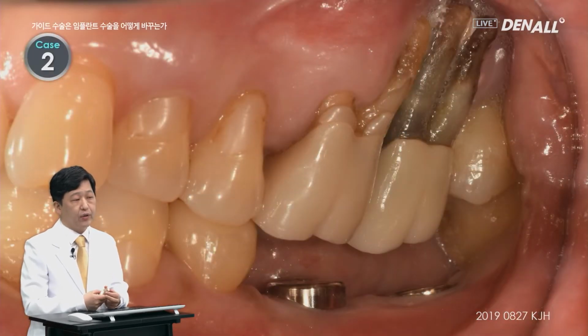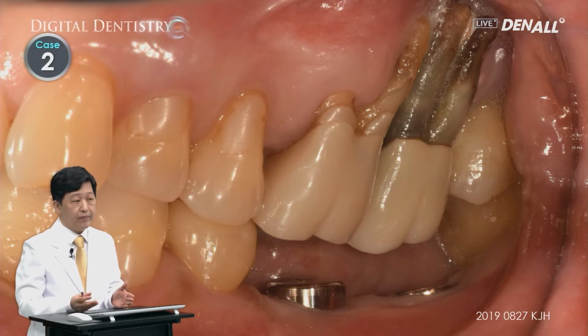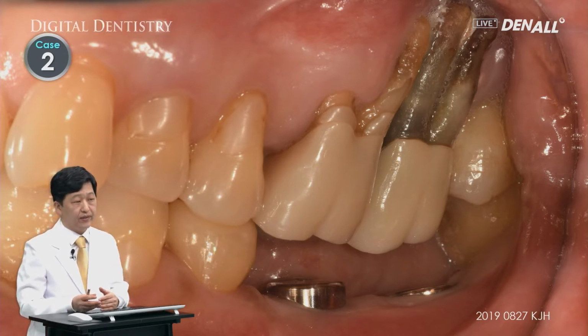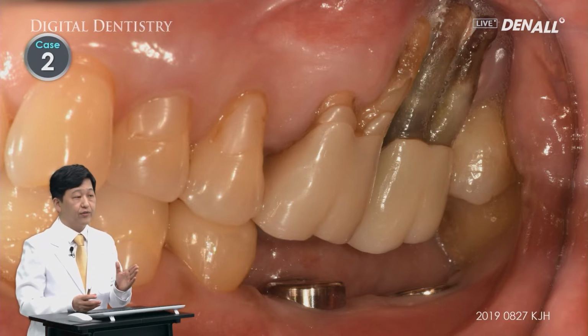This is the second case. Implant was placed first in the lower. If you look at the antagonist in the upper, the tooth has come down quite significantly. And you can see that buccally, there's a significant atrophy. Buccal plate is completely missing.